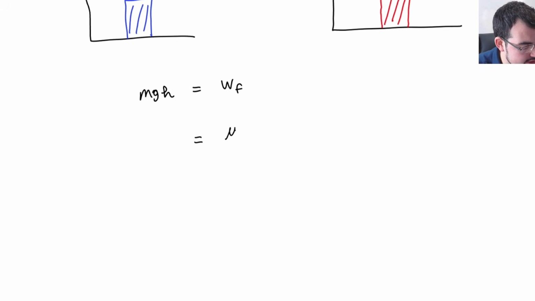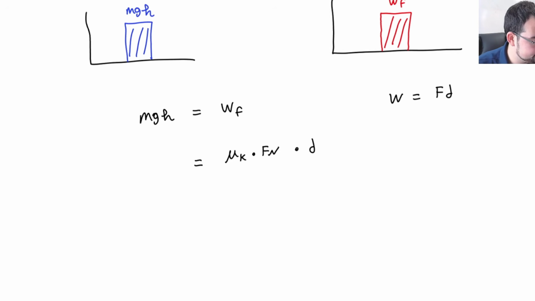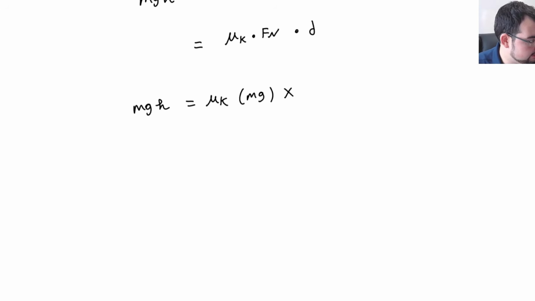And friction is going to be mu k times the normal force times the distance that the frictional force acts over, because work is Fd. So we get mgh equals mu k, normal force on a flat surface, mg, times d, or in this case, x. Goodbye, mg. So we get h equals mu k times x.